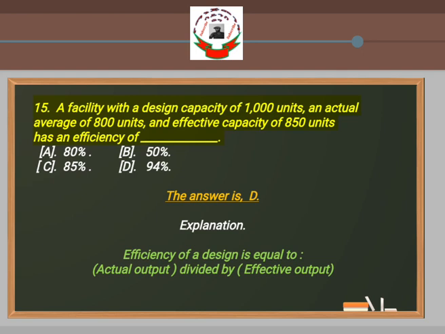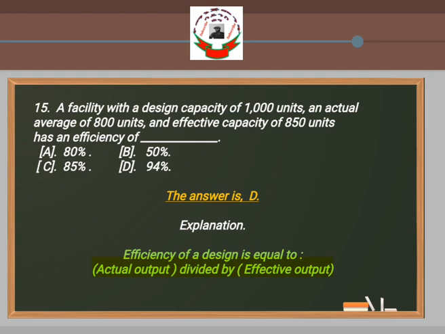15. A facility with a design capacity of 1,000 units, an actual average of 800 units, and an effective capacity of 850 units has an efficiency of blank. A. 80%. B. 50%. C. 85%. D. 94%. The answer is D. Explanation. Efficiency of a design is equal to actual output divided by effective output.